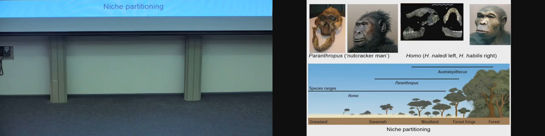But it was really a time period when these different variants on our lineage occurred. And as I mentioned, it'll turn out that only Homo remains after about 1 million years ago, as the Australopithecus die out, and so eventually the Paranthropus, leaving us with Homo.